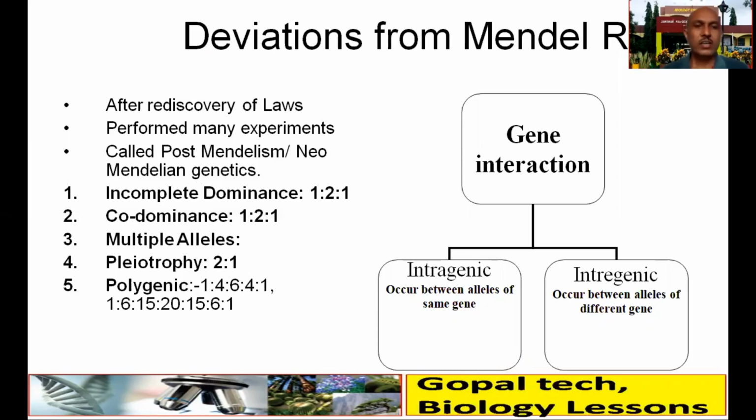Neo-Mendelian genetics. In that, there is incomplete dominance, where the ratio will be 1:2:1. Codominance, again the ratio is 1:2:1. Multiple alleles or pleiotropy, that is 2:1. Polygenic inheritance, that is 1:4:6:4:1 like that, or 1:6:15:20, whatever it is. Now here after Mendel, the gene interaction: Mendel said one gene interaction, two gene interaction. But here there is intragenic, which occurs between alleles of the same gene, what you have discussed, tall and dwarf. Intergenic occurs between the alleles of different genes.